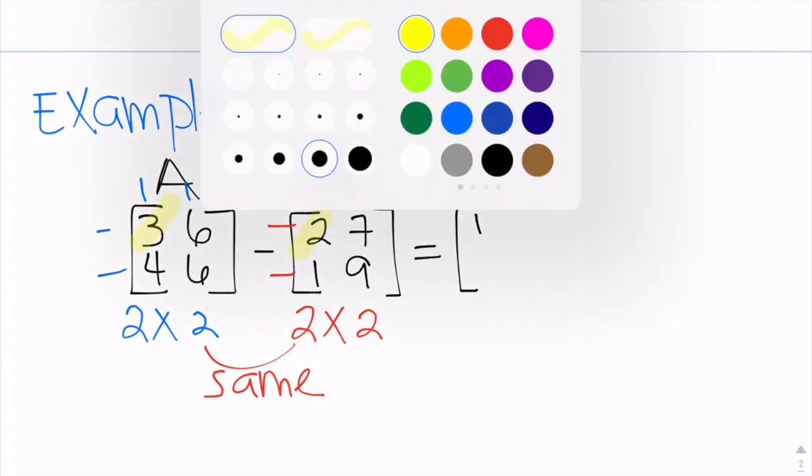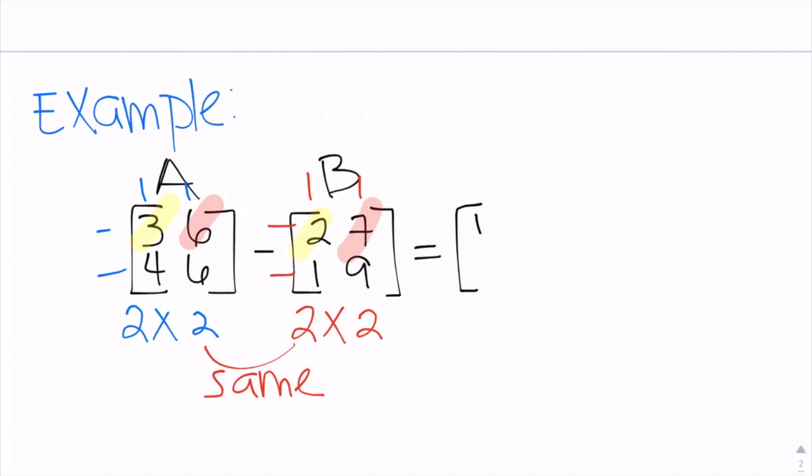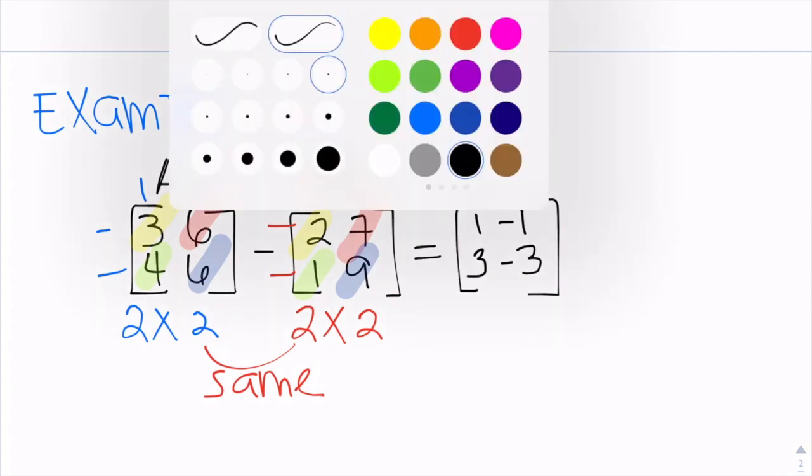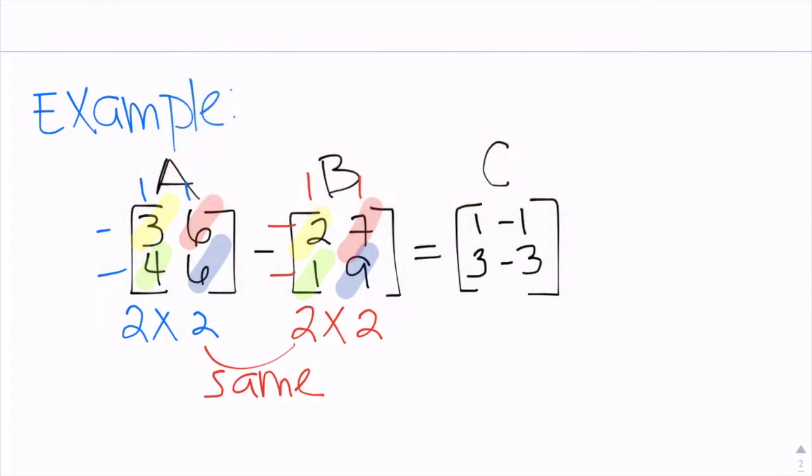Then we're going to say, okay, 6 minus 7, because row 1, column 2 minus row 1, column 2, is going to give us negative 1. And then we keep on going. So 4 minus 1, and 6 minus 9. And so we get this matrix here as our answer, which we will call matrix C. And if we look at matrix C here, we see that it is also a 2 by 2 matrix.